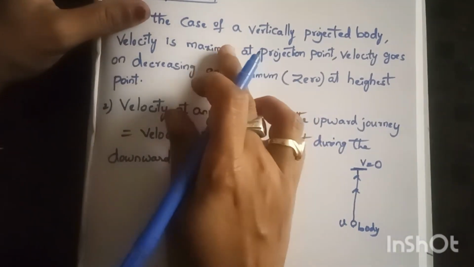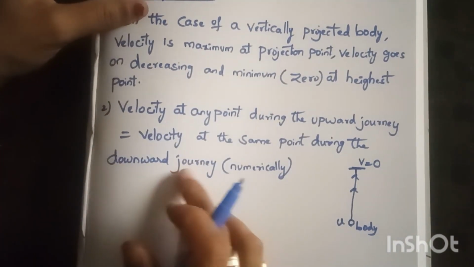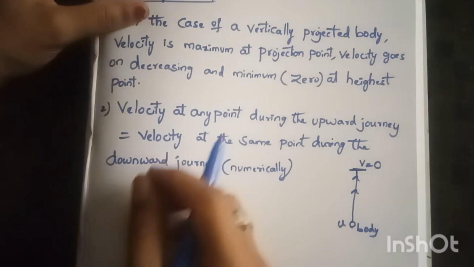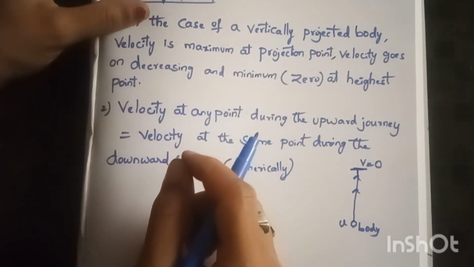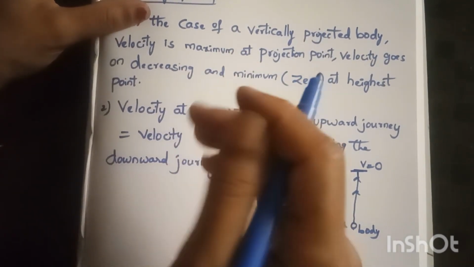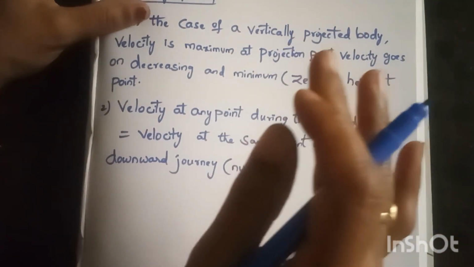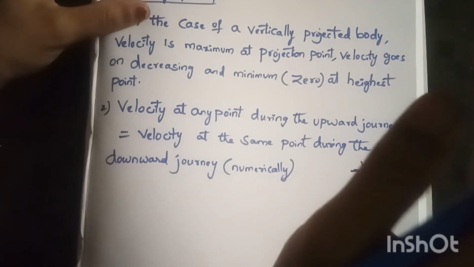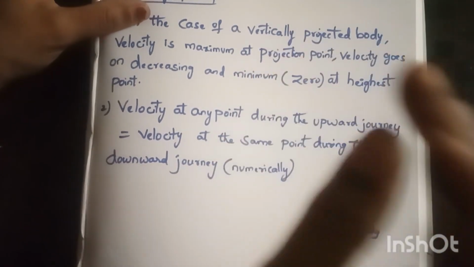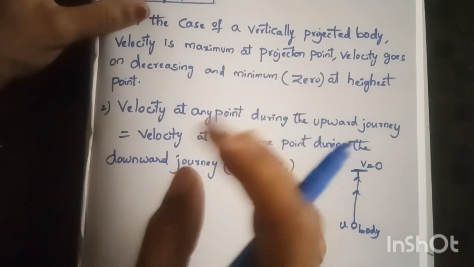So this is the first point based on an object projected vertically upward. At the point of projection the velocity is maximum, as it moves upward the velocity slowly decreases, and at the highest point, the maximum height, the velocity becomes zero, that is minimum.